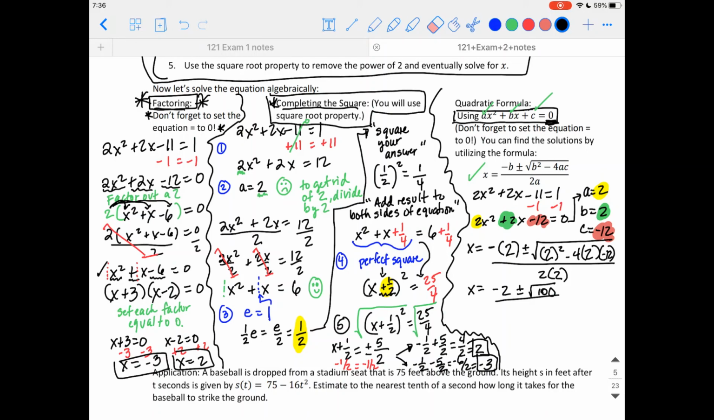Now, here in these notes, I got a beautiful square root, because the square root of 100 is technically 10. So this is just 10 right here.